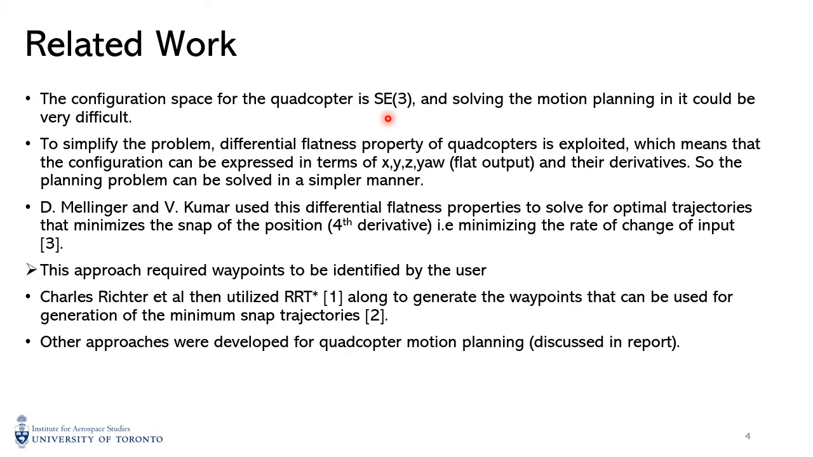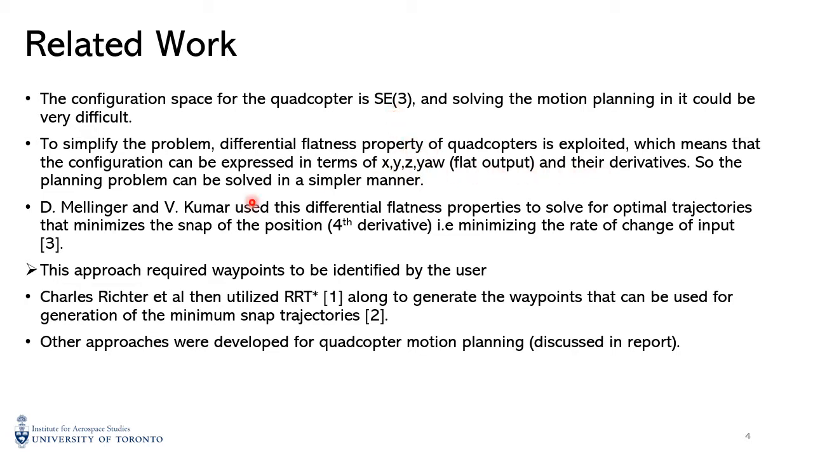So for some of the related work, the configuration space for quadcopters lies in SE3. And solving the motion planning problem in SE3 could be exceptionally difficult. So instead, the differential flatness property of quadcopters was exploited. And this means essentially that the state or the configuration of the quadcopter can be expressed in x, y, z, yaw, which is the flat output, and their derivatives. And there's a unique mapping between the flat output space and SE3. So we can solve the motion planning problem in the flat output space and convert that back to SE3 if needed.